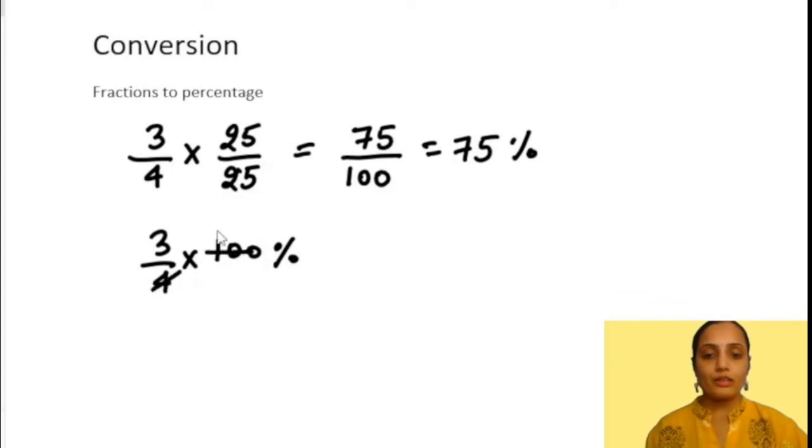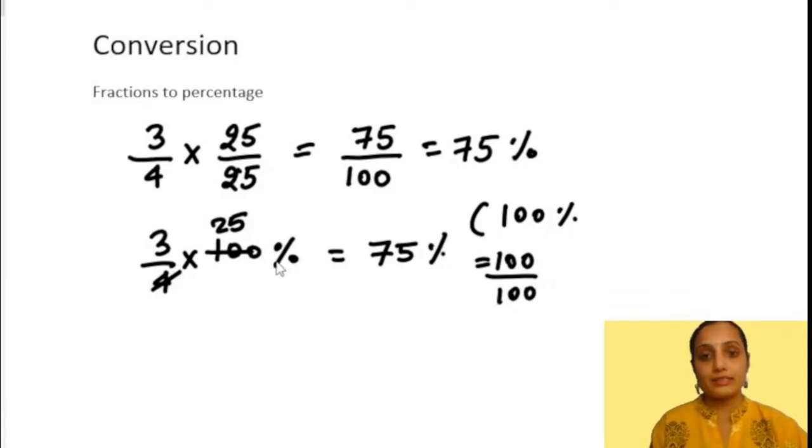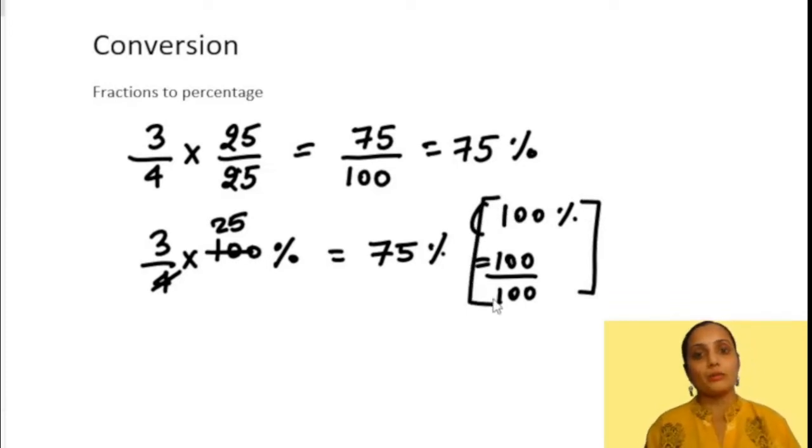So 4 25 into 25%. That also gives us 75%. Now the second method becomes a little easier because you cannot always find out what number you have to multiply. In this case, when you are multiplying by 100%, 100% is nothing but 100 by 100. So you are not multiplying only in the numerator as it looks like. You are not changing the value of the whole number. You are multiplying in the numerator and the denominator as well.